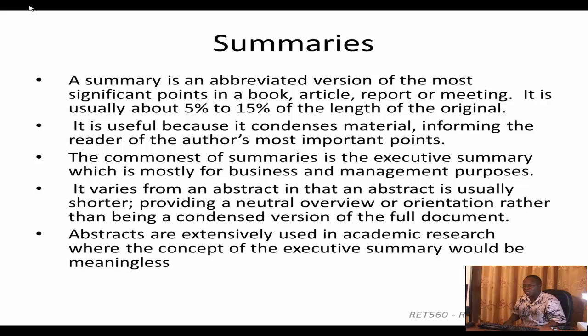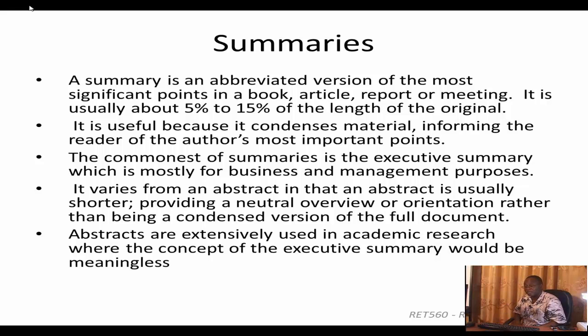It is useful because it condenses the material, informing the reader of the author's most important points. The commonest of summaries is the executive summary, which is mostly for business and management purposes. It varies from an abstract in that an abstract is usually shorter, providing a neutral overview or orientation rather than being a condensed version of the full document. Okay, so an abstract is not a condensed version. An abstract highlights the important aspects of the thesis or the research paper, whereas the summary really is a condensed version of the full document.